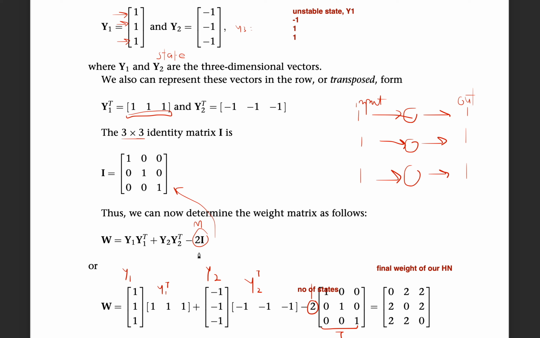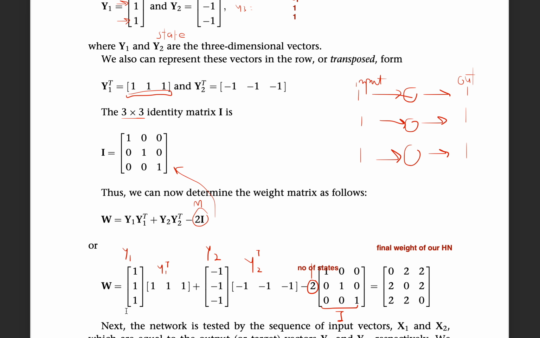Okay, so once we have the number of states, we multiply it with the identity matrix. We get the identity matrix based on the number of elements in the state. So here we have 3 elements, 1 1 1, then we will get a 3 by 3 identity matrix. So the number of states times the identity matrix looks like this: 1 0 0, 0 1 0, 0 0 1.